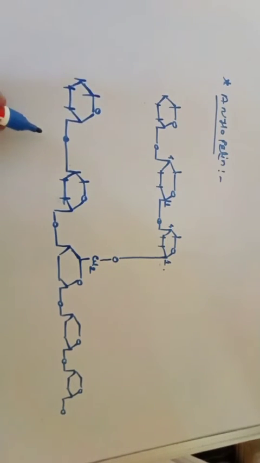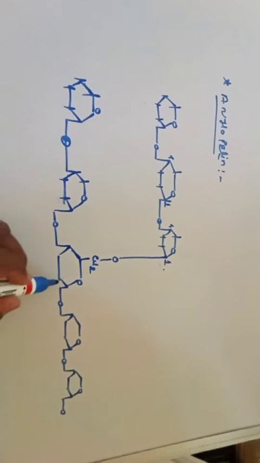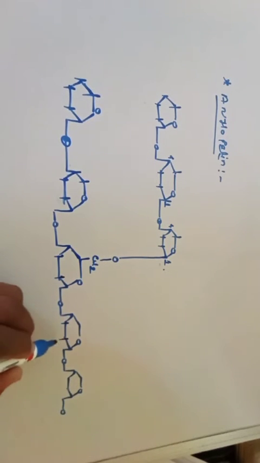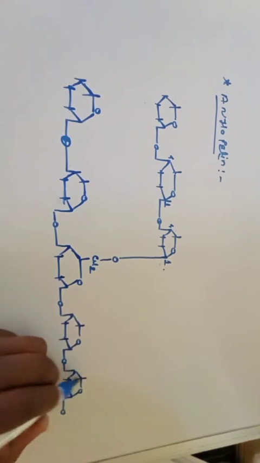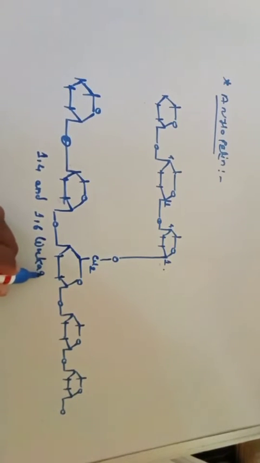So this is your linear sequence. This is your 1,4 linkage, and there is 1,6 linkage also. So the remaining is like this. So this is your 1,4 as well as 1,6 linkage in amylopectin.